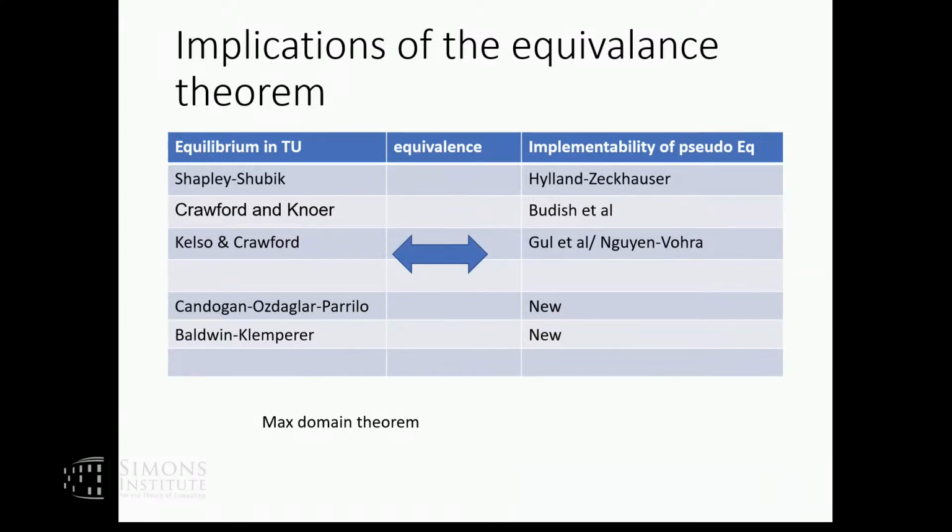So moreover, there's a maximum domain that can carry over because of this equivalence. Substitutes is the largest class, under certain conditions, that guarantees an equilibrium exists in the quasi-linear case. So we can import that into the implementable result as well.